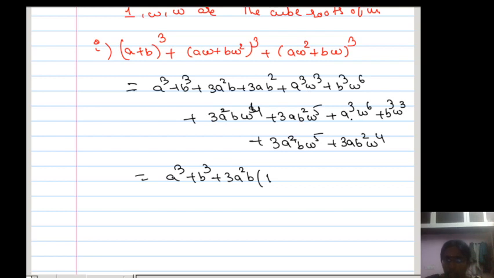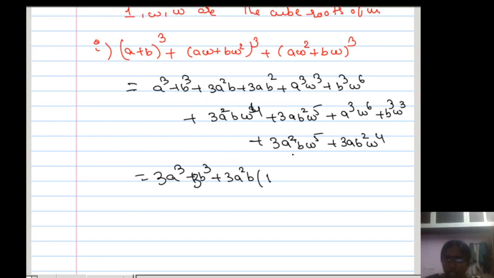Okay, total how many a cubes are there? A cube plus a cube plus a cube, 3a cube you will get. Similarly, b cube. B cube omega power 6 means 1. So b cube is there, b cube is there. Next, here omega cube is 1, so b cube. So how many b cubes? 3b cube. Okay.